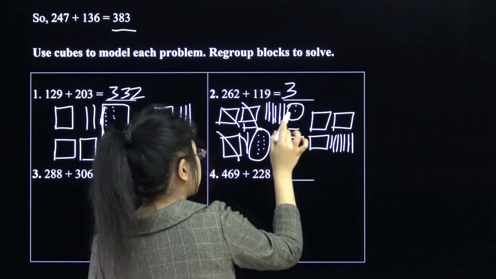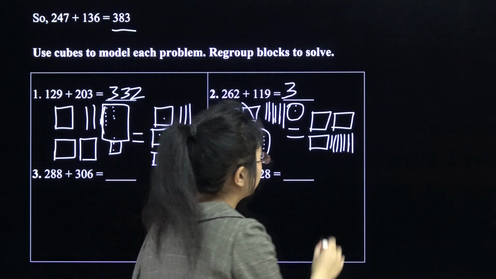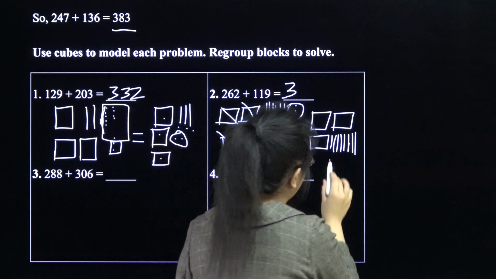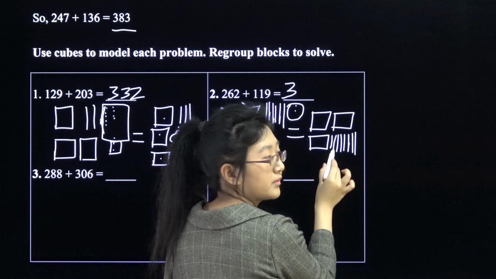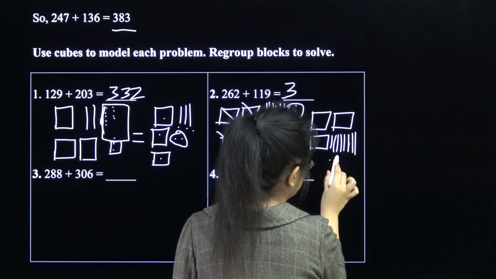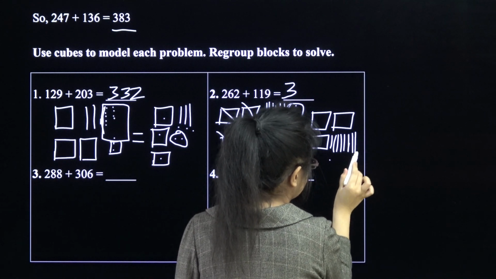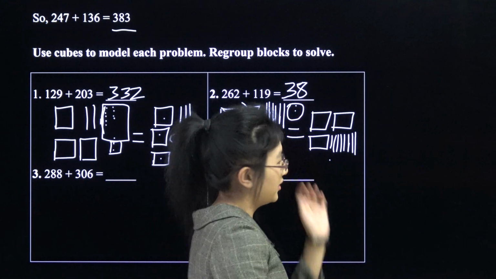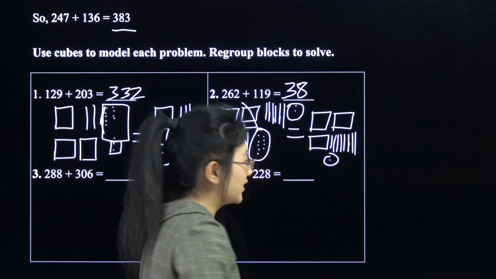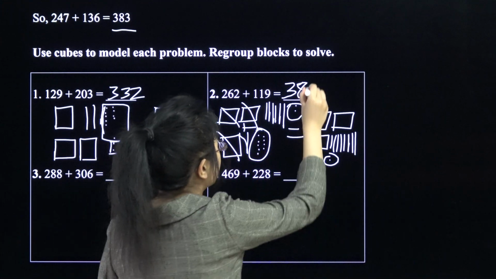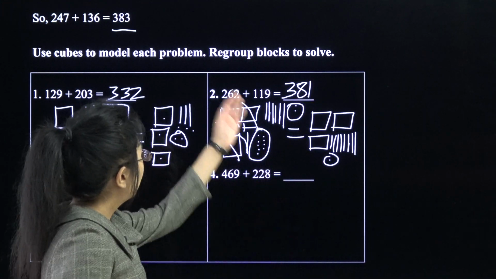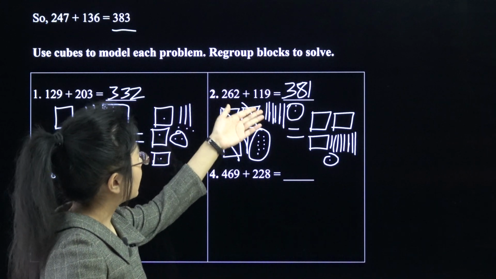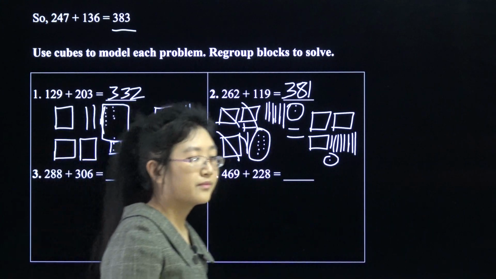But the regrouping of the ones creates another 10. And there's 1 left. How many tens is this? Count with me. 1, 2, 3, 4, 5, 6, 7, 8. 8 tens. We put an 8 in the tens column. And there's 1 lonely little 1 left. That's it. 262 plus 119 equals 381.